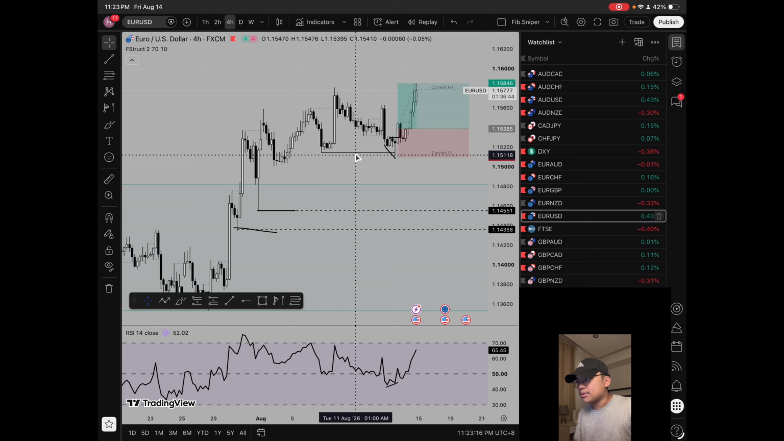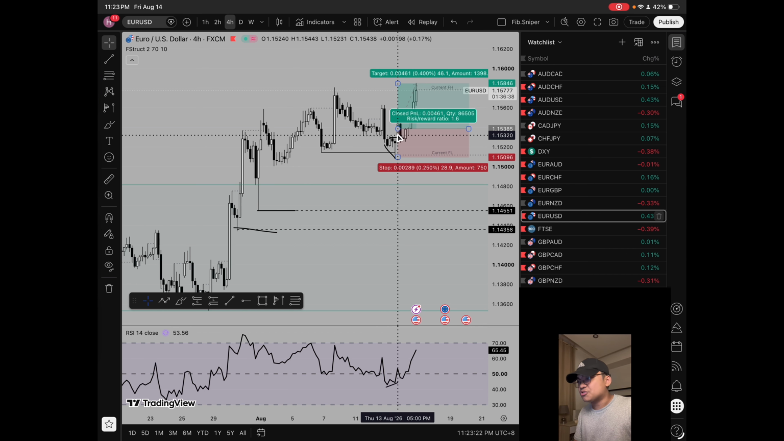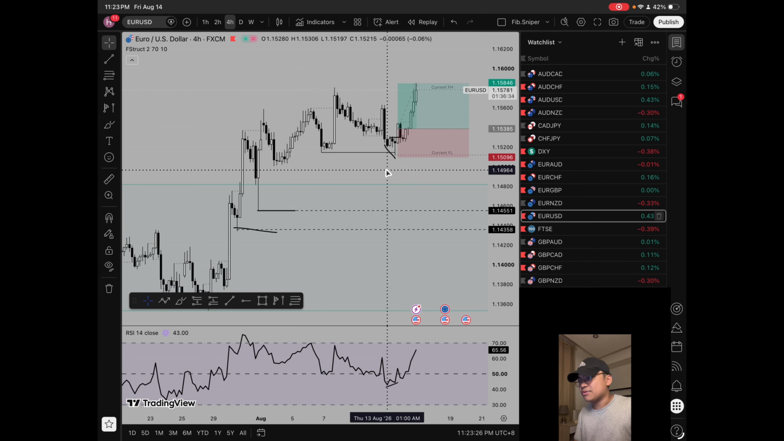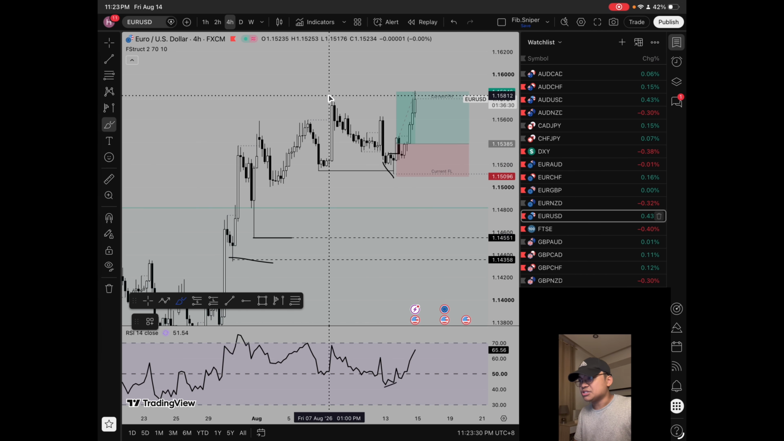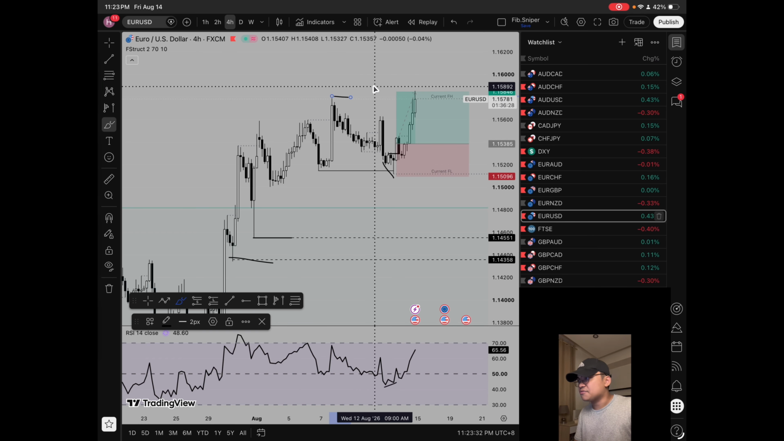After it swiped that liquidity, price went up and changed character in the 4-hour time frame with that fractal break and went down. However, we entered already at that point, and after just one day, we see price going aggressively into our TP, and we just targeted here just the previous high. And that was it for this trade.